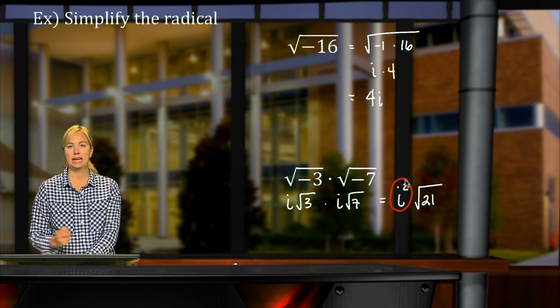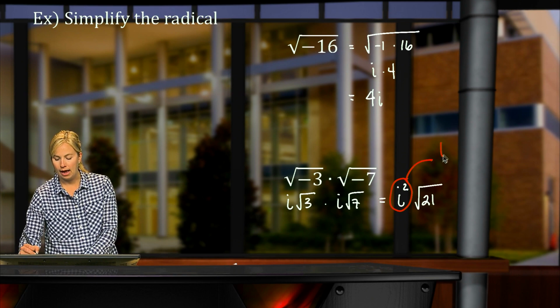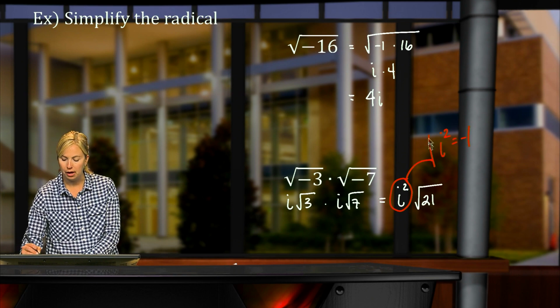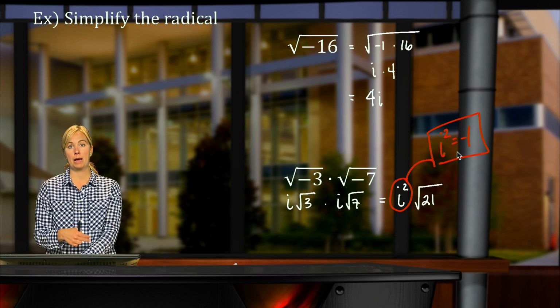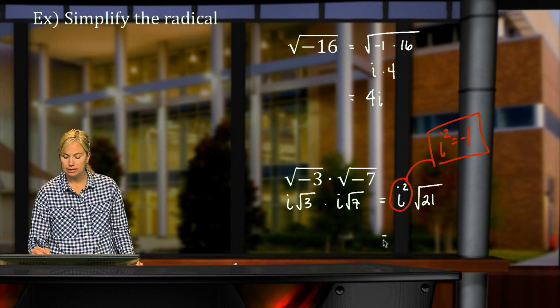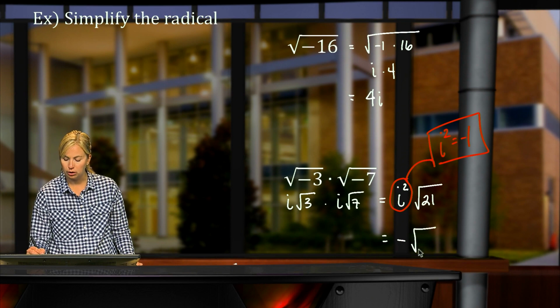And here we need to take care of the i squared. Remember that i squared is equal to -1. We need to substitute that back in anytime we see it. So this is equal to negative square root of 21.